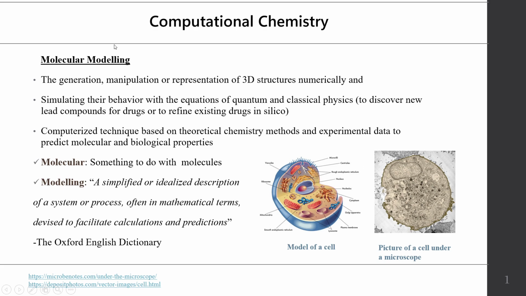And here molecular modeling represents the 3D structure generation, manipulation and representation. Here we can see in the image the model of a cell and a picture of a cell under a microscope. This is a computerized technique based on theoretical chemistry methods and experimental data to predict molecular and biological properties. Molecular is something to do with molecules, and modeling is a simplified idealized description of a system or process, often in mathematical terms, devised to facilitate computer calculation and predictions, according to the Oxford English Dictionary.